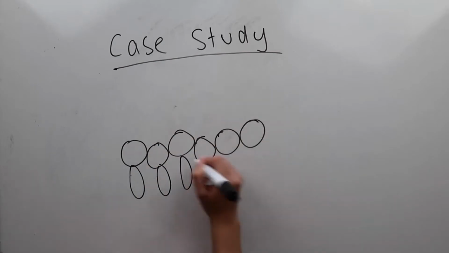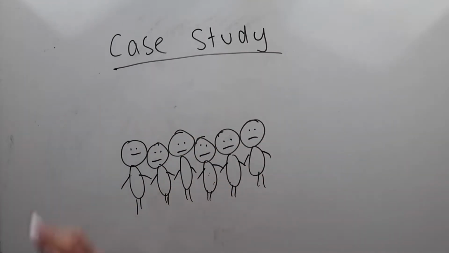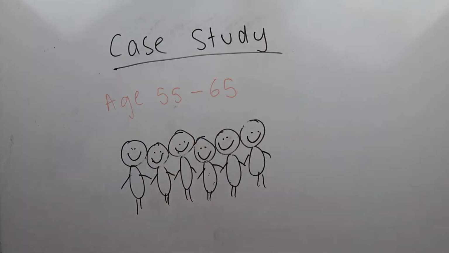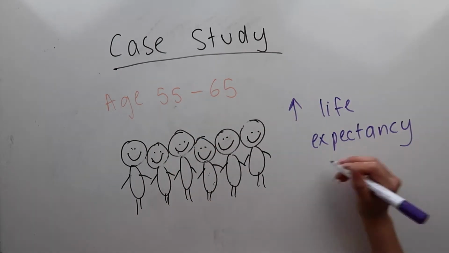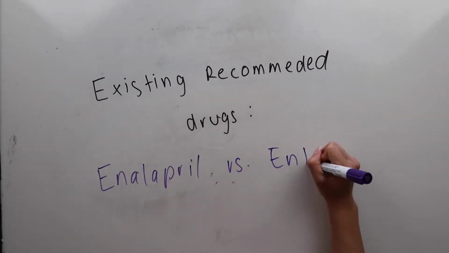However, in a different study with larger sample sizes of patients with chronic systolic heart failure, ages 55 to 65 with class 2 and 3 trials showed better results as most patients had increased life expectancy rates. Existing recommended drugs for heart failure include enalapril and Entresto.